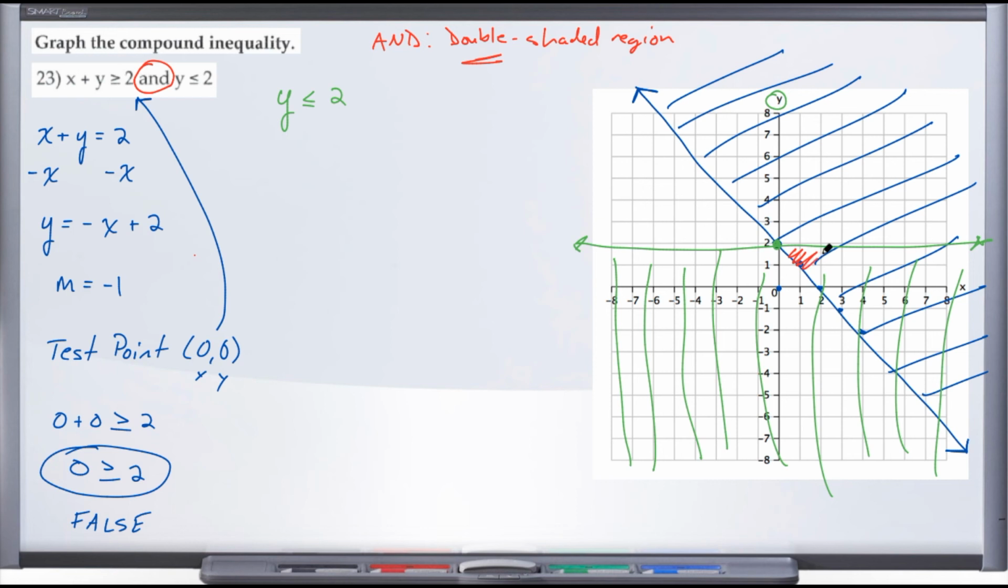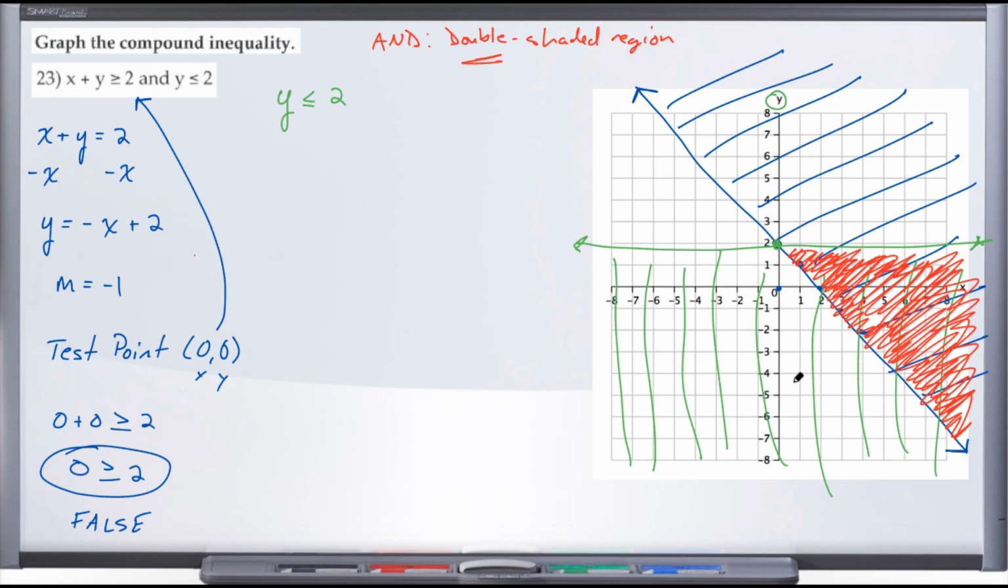So go back to your graph and you want to reshade and really make that double shaded portion darker than the rest of the graph so that your professor knows that you are only interested in this region of the graph. And what this is saying is that the points that fall within the red shaded region, that double shaded region, are the points that if you were to choose them and test them, those points would satisfy or make both of your inequalities true at the same time.